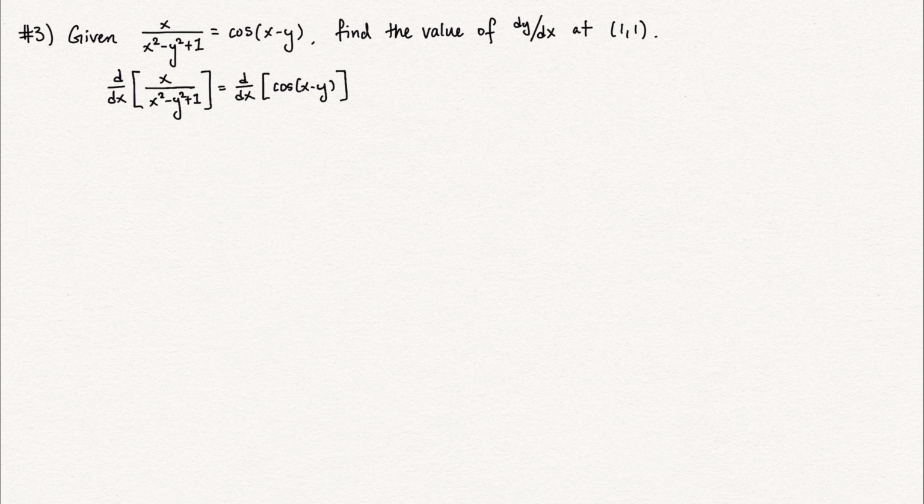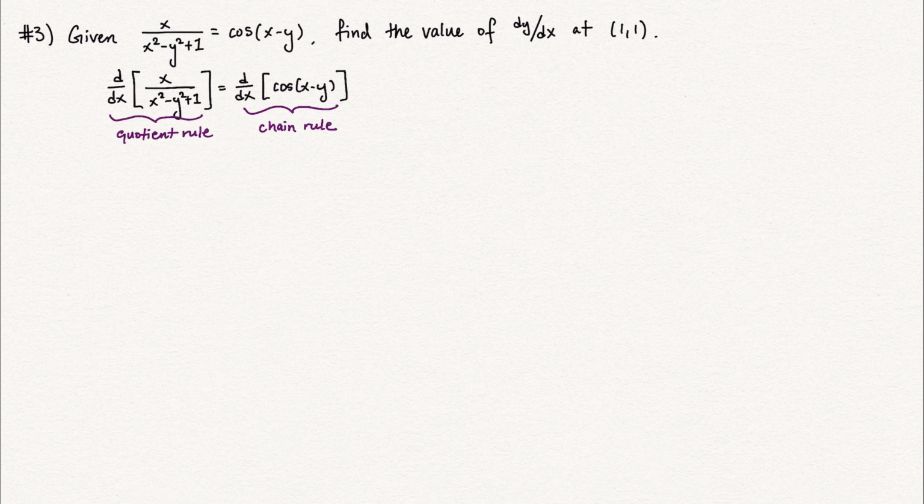Okay, so now let's pause and think about how we're going to approach the derivatives on either side. On the left-hand side, we have a derivative of a quotient, right? So this means that we're going to be using the quotient rule. And then on the right-hand side, we have a cosine of x minus y. In other words, we have a composite function. So this means that we're going to be using the chain rule.